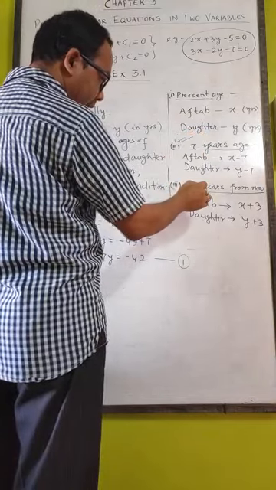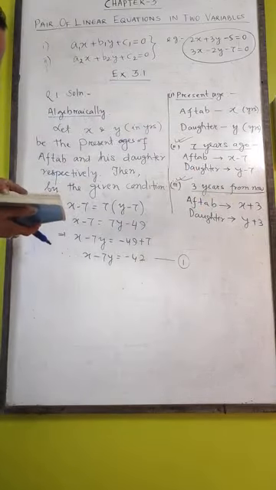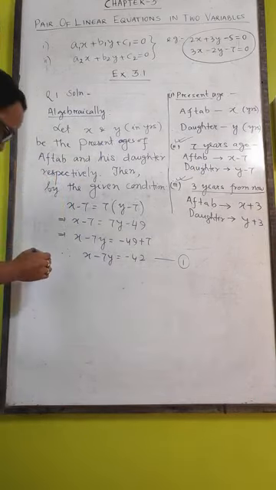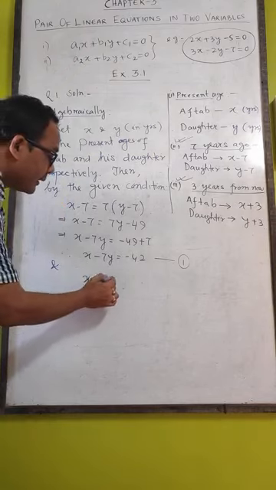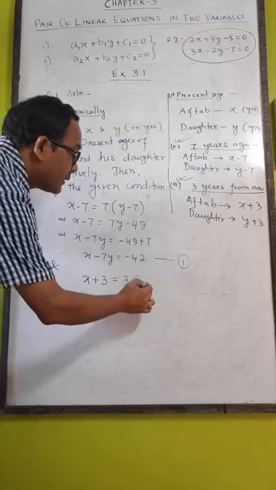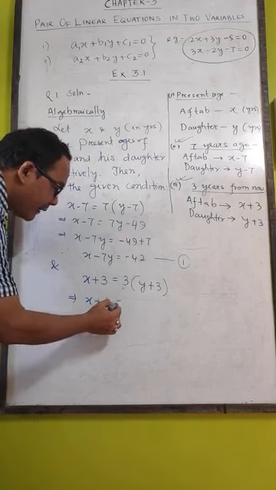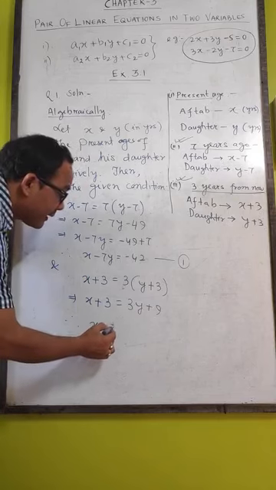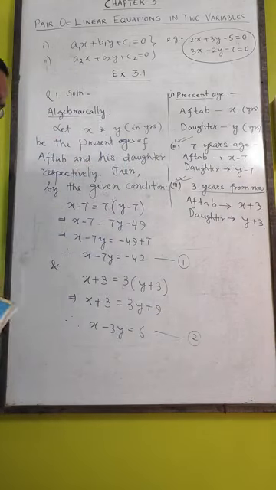Similarly, let us apply the second condition, 3 years from now. After 3 years, I shall be 3 times as old as you. Another condition is that after 3 years, Aftaf's age is 3 times that of his daughter, so x plus 3 equals 3 times y plus 3. Again, you simplify this in the same way. Therefore, x minus 3y is equal to 6. So these are the two equations which we have to form algebraically.